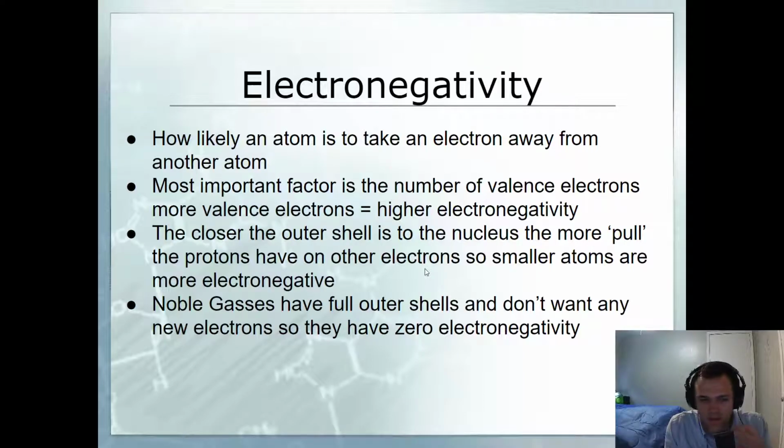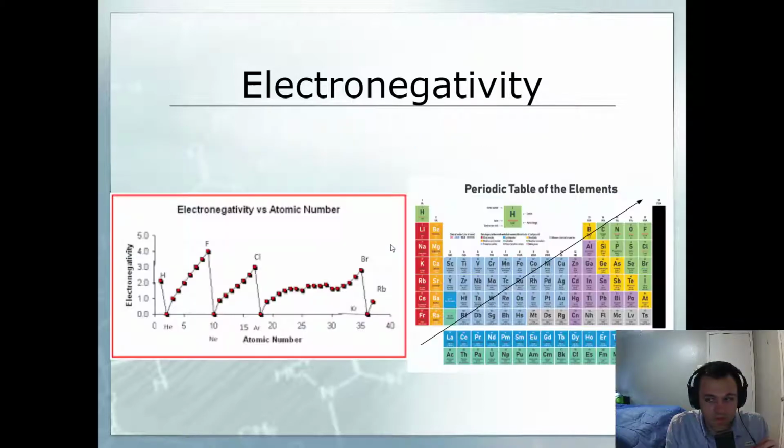The exception to that rule is the noble gases, the very last column on the right. They already have full outer shells. They have all the valence electrons they want. They don't have any interest in going to get new ones, so their electronegativity is 0. We can see that here in the chart.